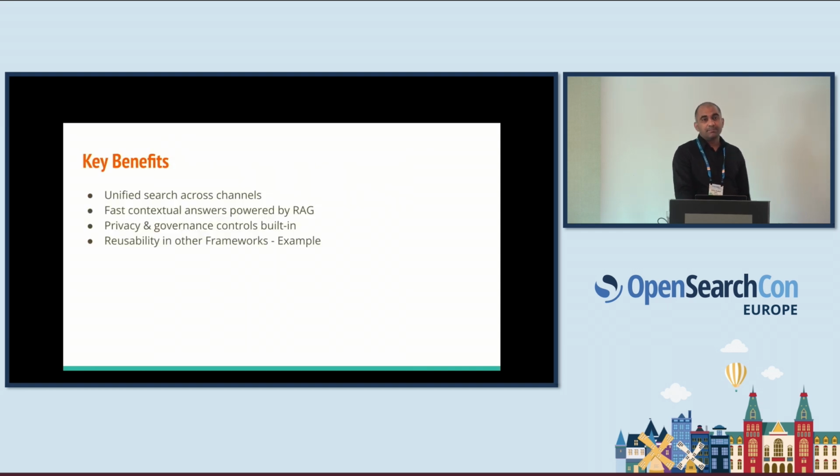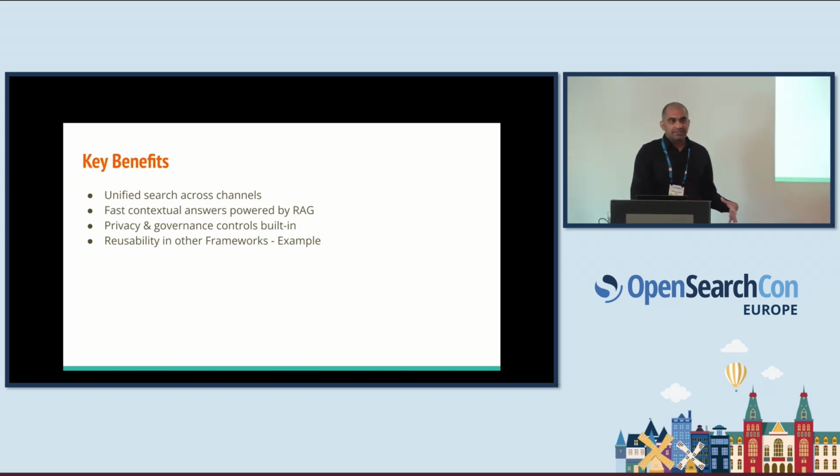These are the key benefits we are seeing: unified search across channels, fast contextual answers powered by the RAG architecture, privacy and governance controls built in, basically starting from the metadata layer in OpenSearch, and fourth, reusability in other frameworks, which I'll talk about in the next slide.